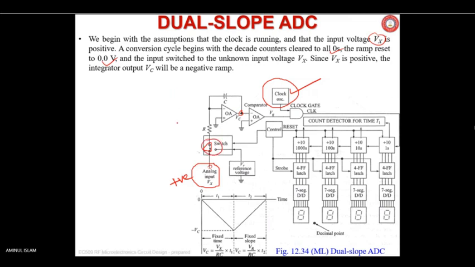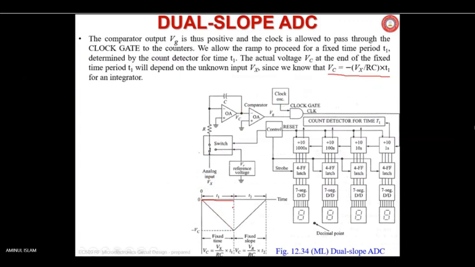Since Vx is positive, the integrator output Vc will be a negative quantity. This is what you will get, a negative value, minus Vc. The comparator output Vz was negative, so it will be positive now. It is inverting. We allow the ramp to proceed for a fixed time period T1.